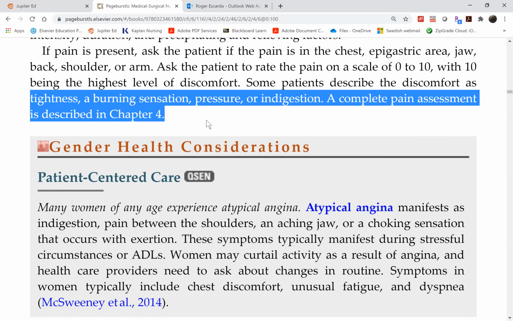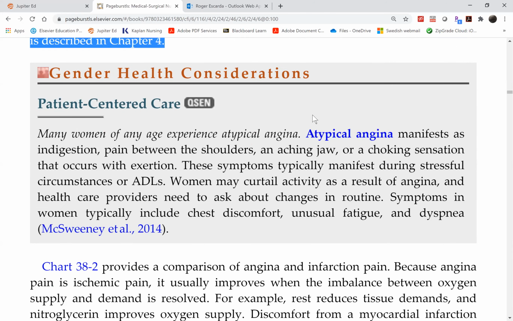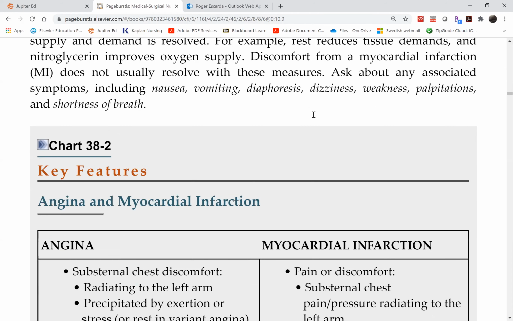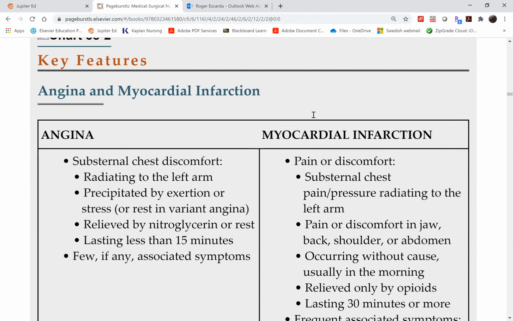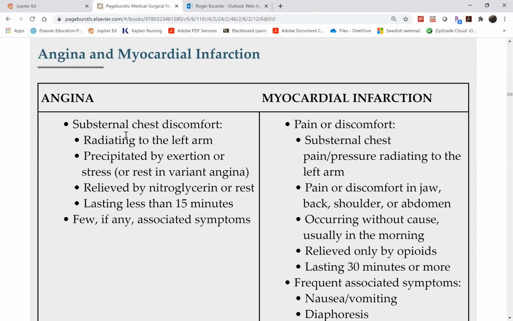There will be a list comparing both. There will be a table shortly. And it's right here. Chart 38-2. So if you compare between angina, particularly chronic stable angina, and an MI.